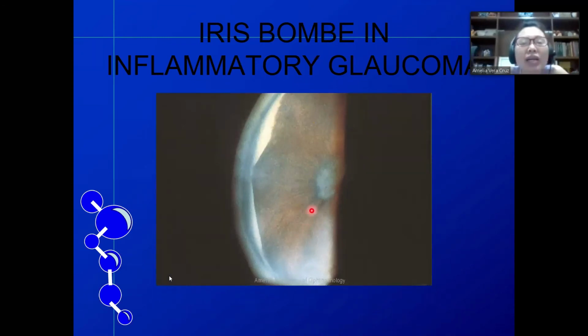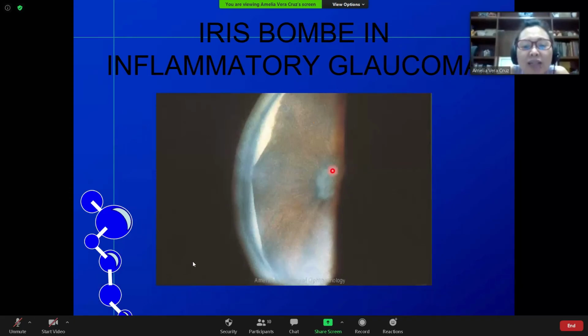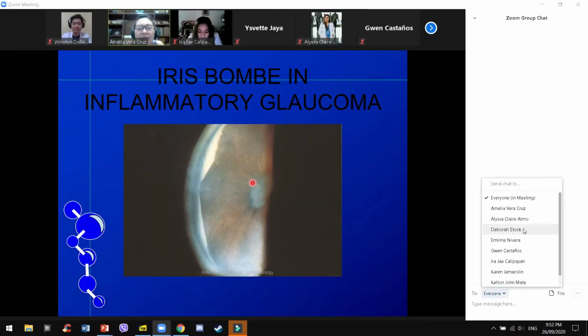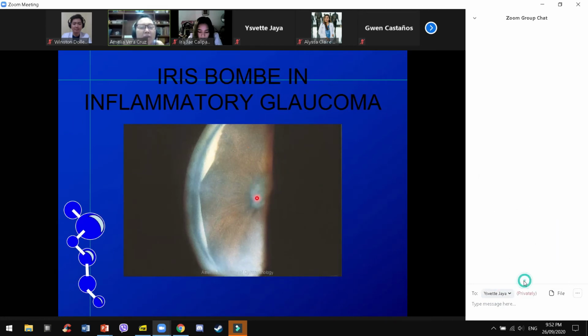Oh, this one is iris bombé, meaning yung iris mo parang balloon. Nag-balloon out na siya towards the anterior chamber because of this occlusion. This is your seclusio pupillae, because there's a membrane occluding the pupil. That is your seclusio pupillae.